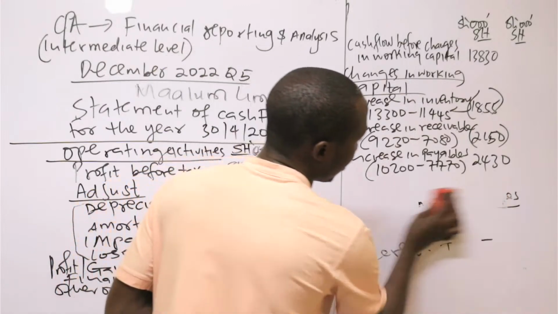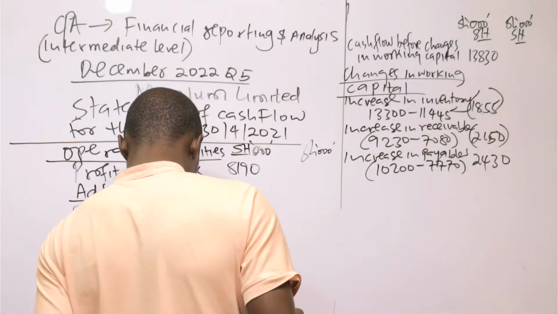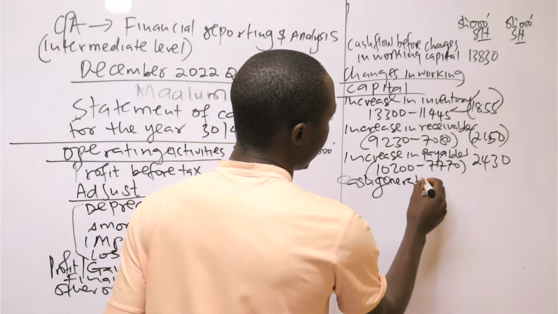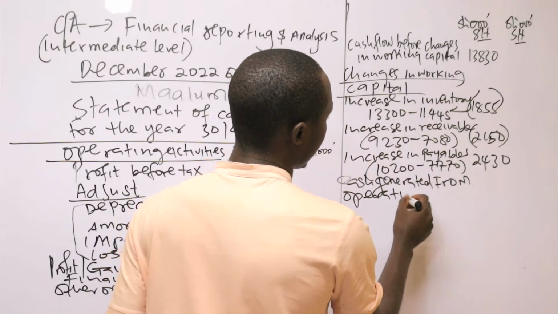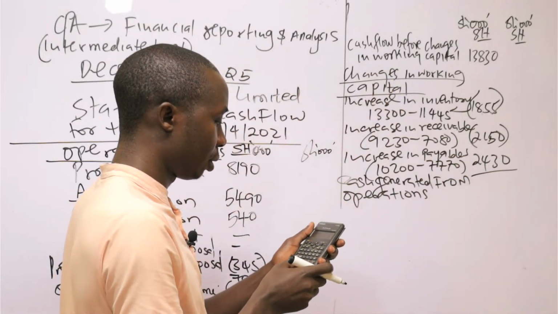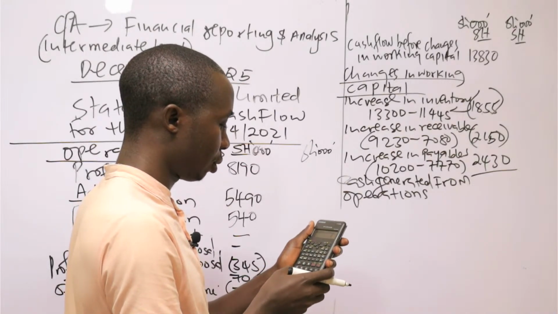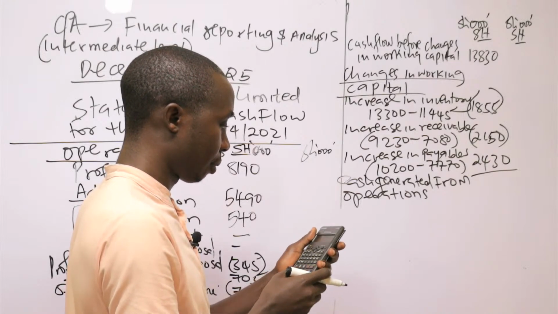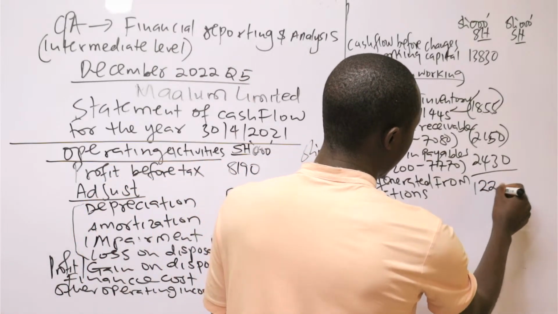So up to this point, we have cash generated from operations. For the cash generated from operations, we have 13,830 minus 1855 minus 2150 plus 2430. So I'm getting 12,255.